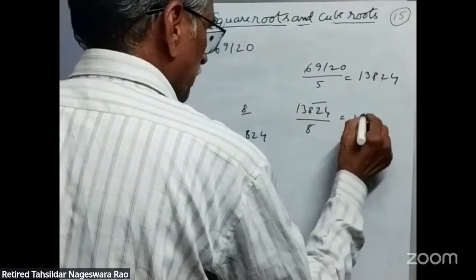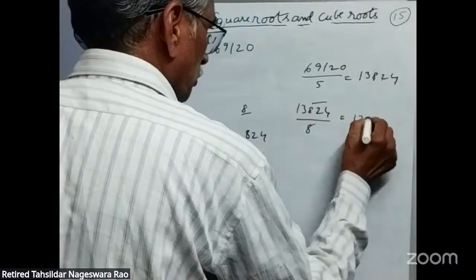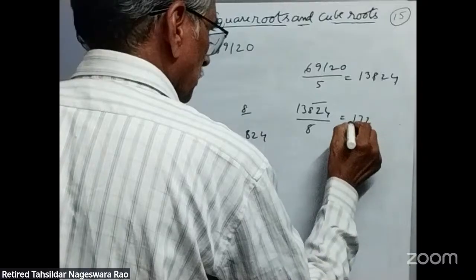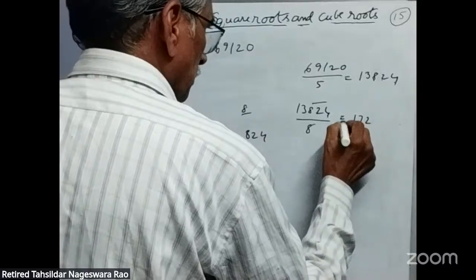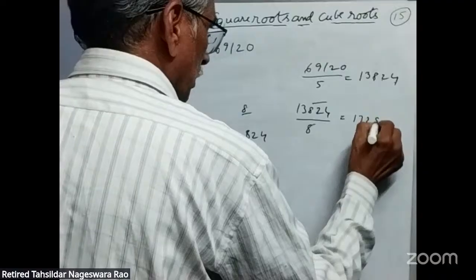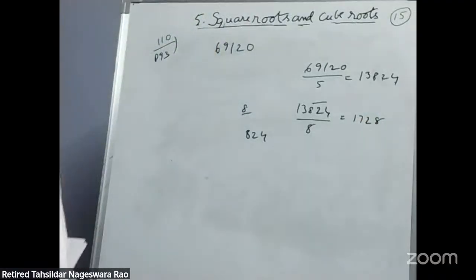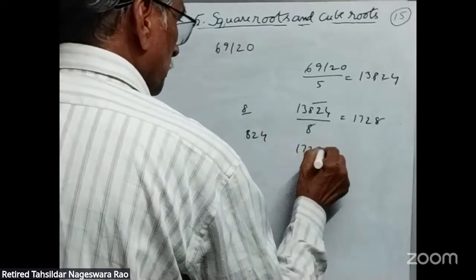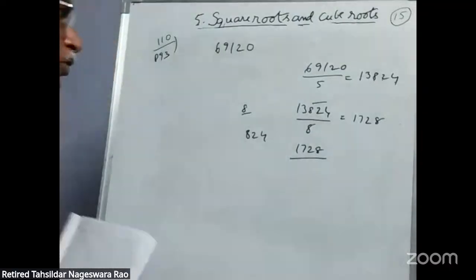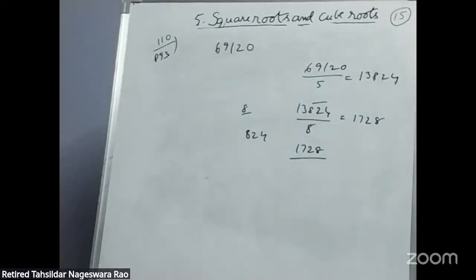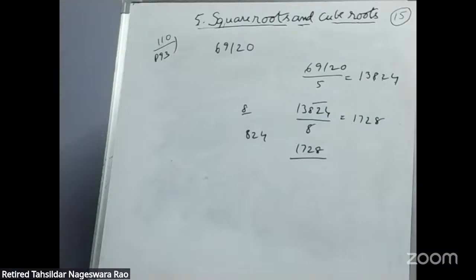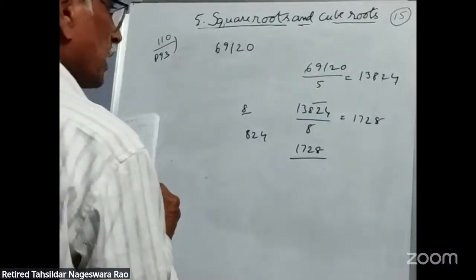13,824 divided by 8 gives 1,728. What are the factors of 1,728? These are not prime factors, of course. Let us see. It is divisible by 8. With prime factors, 2 into 2 into 2 will be 8 only. So you can decide later.